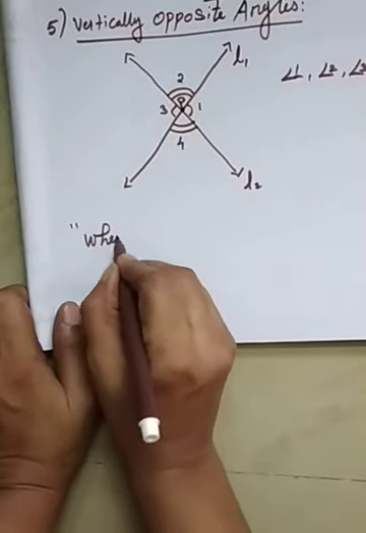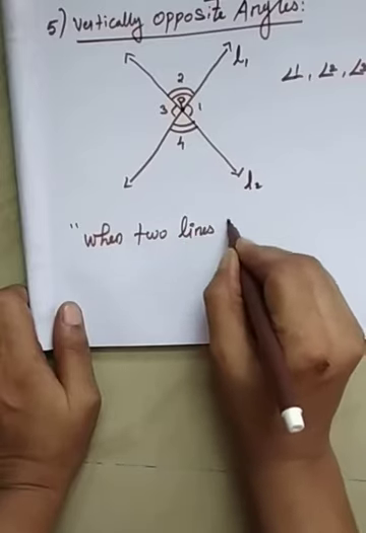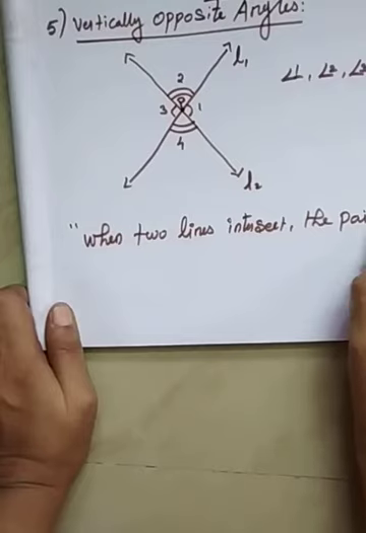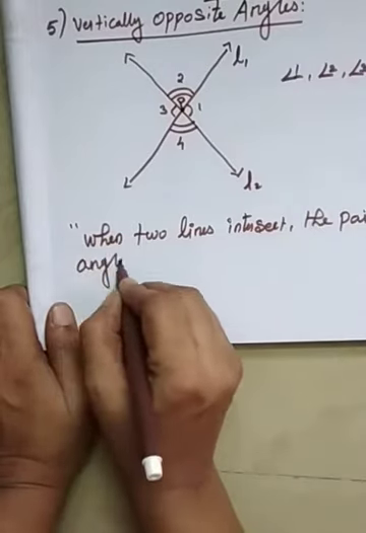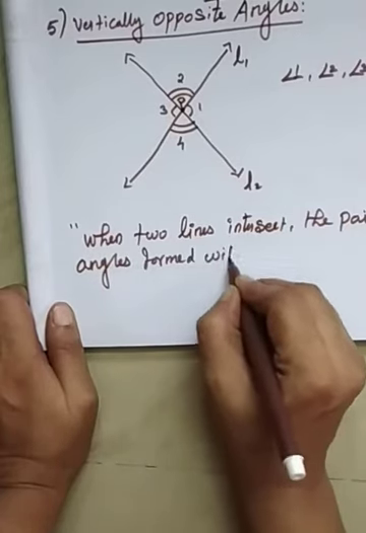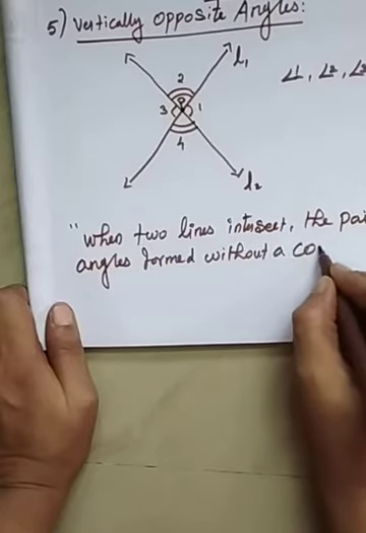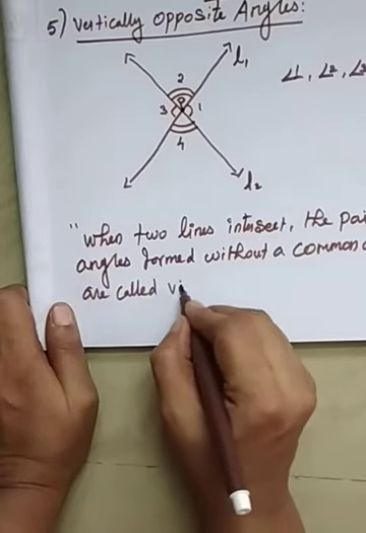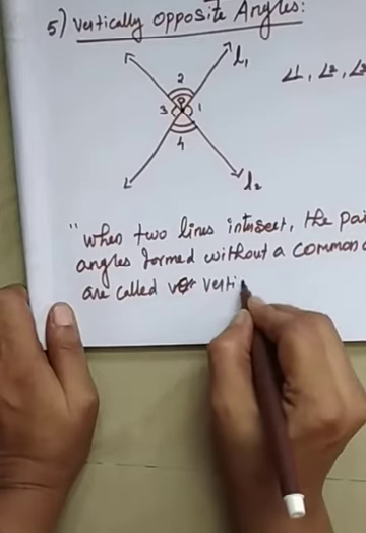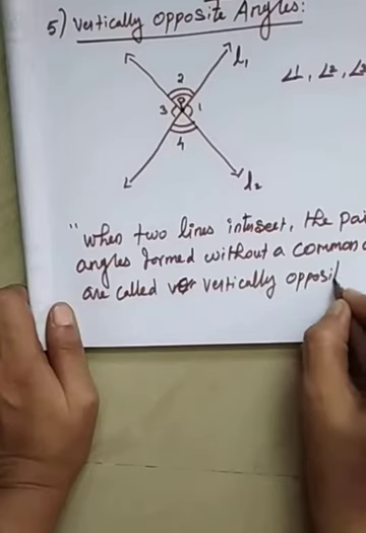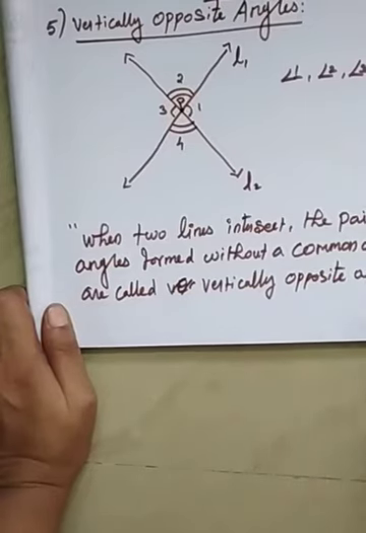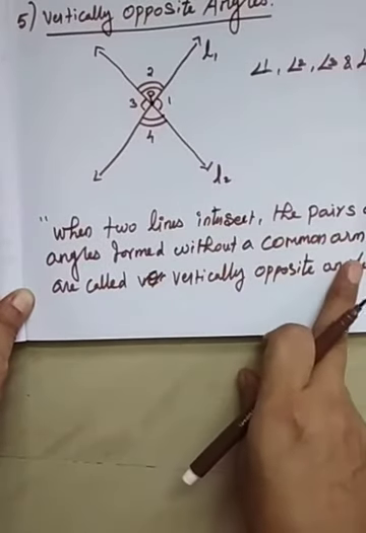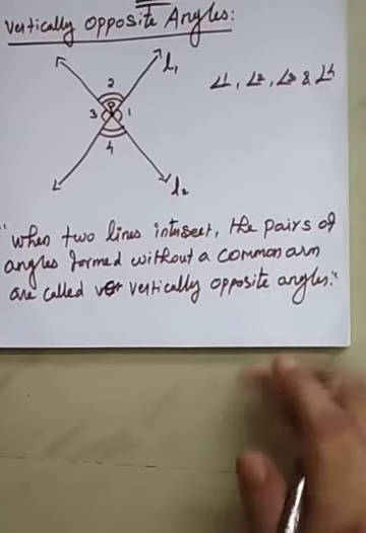When two lines intersect, the pairs of angles formed without a common arm are called vertically opposite angles. Clear? Everybody clear?